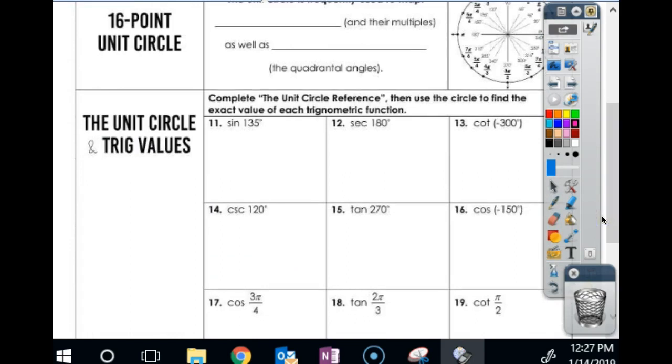So what I want to talk about then is finding specific values. For instance, if I have the sine of 135 degrees, first of all, which quadrant is it in? It's in the second, right? So if this is 135, this is 45, the reference angle. So I want sine. Is y positive or negative in the second? Positive. So it's the square root of 2 over 2, and it's positive.